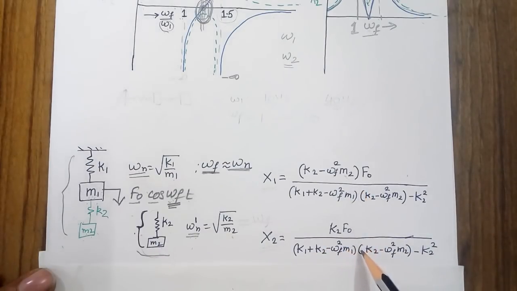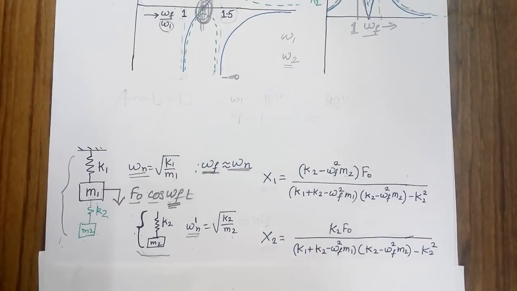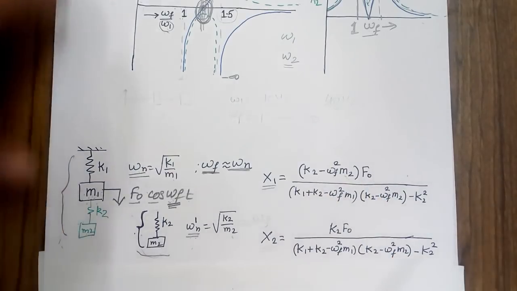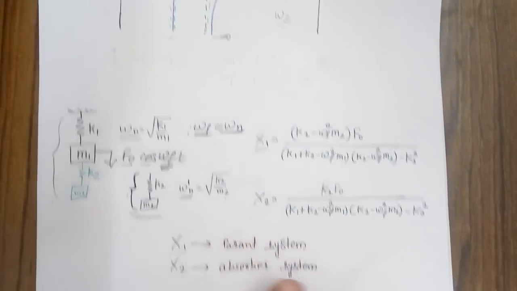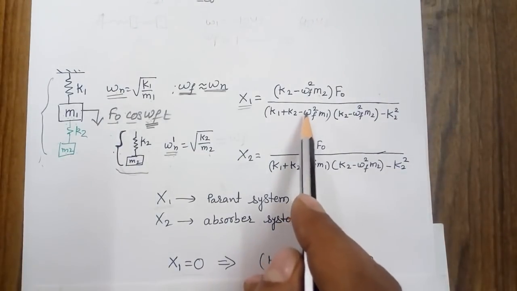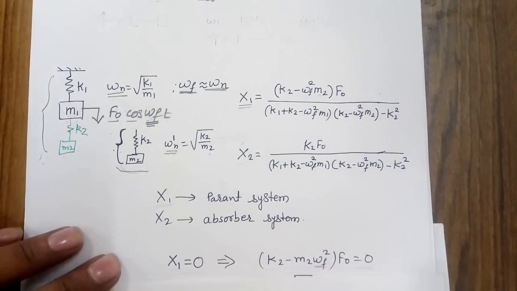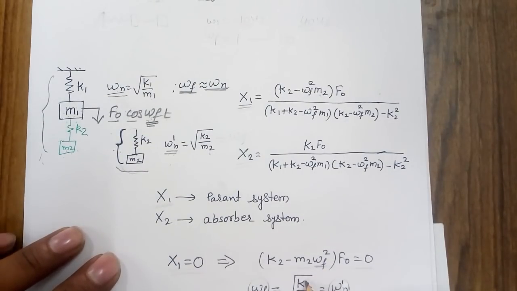These formulas are the same as we calculated in the previous lecture on forced vibration. Now as my intention is to reduce the vibration of the first mass, I will consider x1 to be 0 in this equation, and when I put x1 as 0, I observe that this term will become 0, which gives me that omega_f will be equal to square root of K2 by M2, which is the natural frequency of the secondary system.